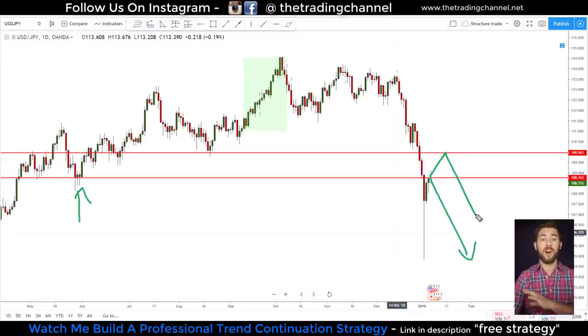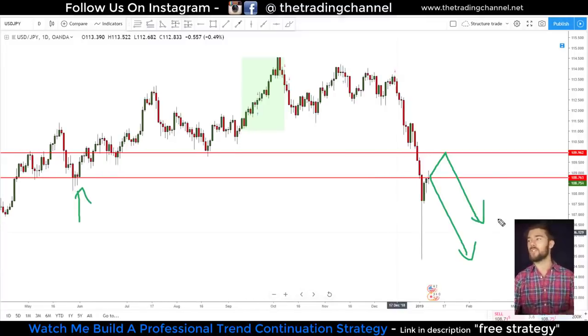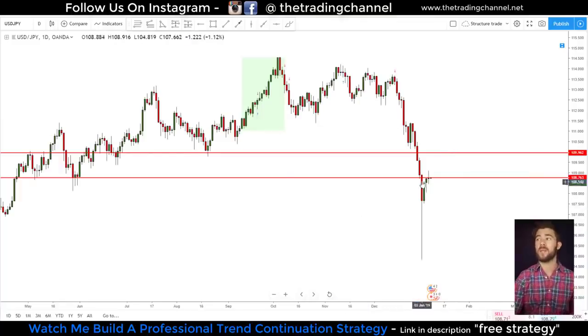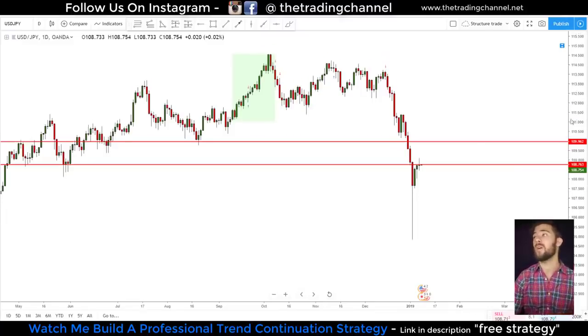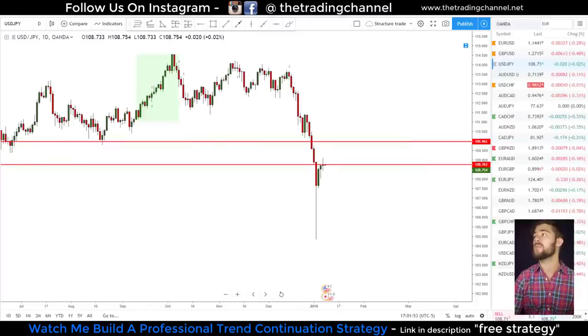109.96. We'll be looking there for shorting opportunities as well. So those are the two places we'll be looking for shorting opportunities on the dollar yen. That's what we're expecting out of this pair, is trend continuation to the downside, either from 108.76 or 109.96. That's what we're looking at on the dollar yen. We'll go ahead and move on to our next pair now.